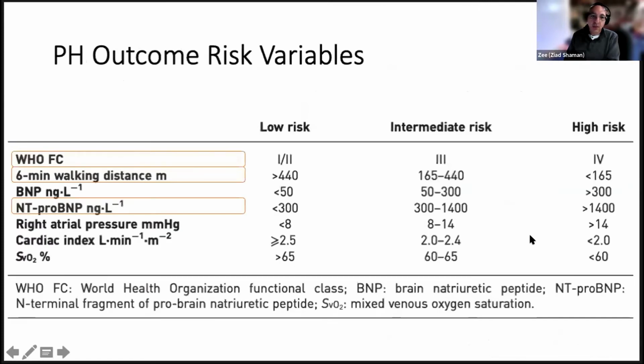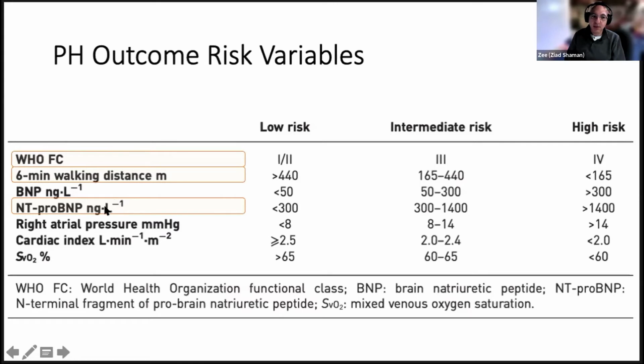Okay, so I said that pulmonary hypertension is actually dangerous, and it does carry high morbidity and mortality. The predictors of morbidity and mortality are not the pulmonary artery pressure, surprisingly. It is the WHO functional capacity, 1 to 2, 3, or 4, 4 being high risk, and the 6-minute walk distance in meters. If it's more than 440, if you can walk this much, or if it's less than 165, then you're considered in the high risk.